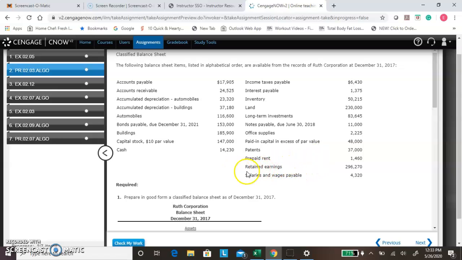Retained earnings, that is the final number you get after you've closed out your balance sheet and income statement, after you've closed out your books for the year. So that's going to go on your balance sheet. And then salaries and wages payable, again, that has the word payable, so you know that's going to be a liability. So we have no income statement items in this case.